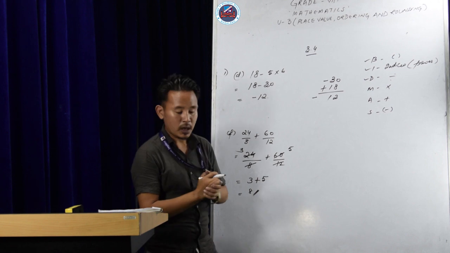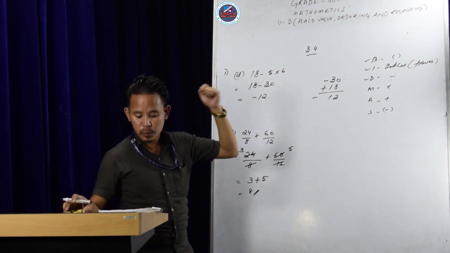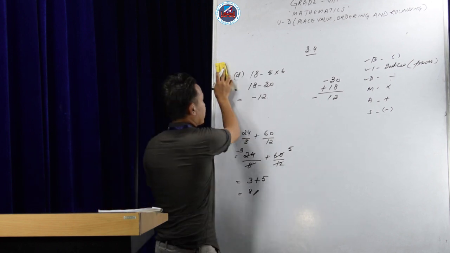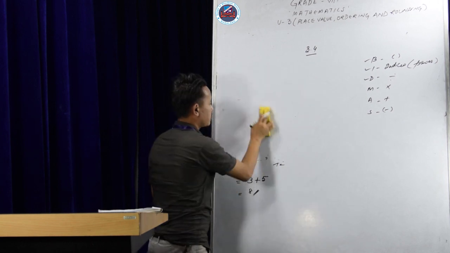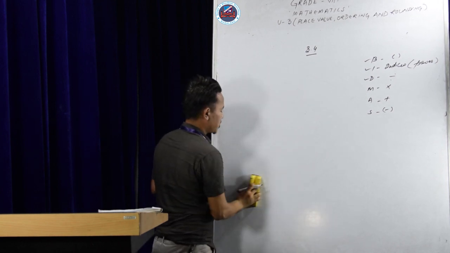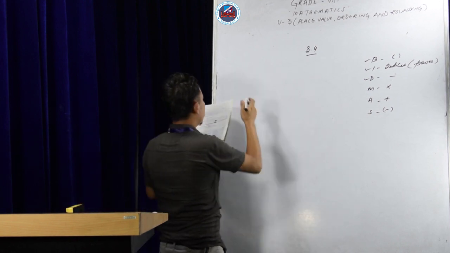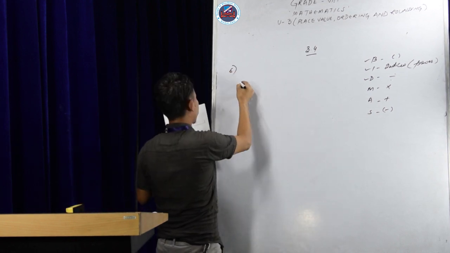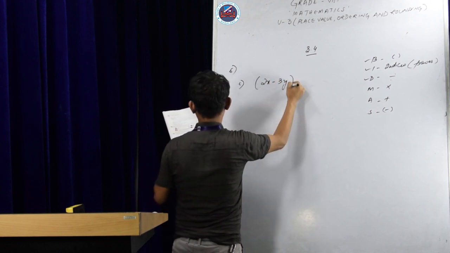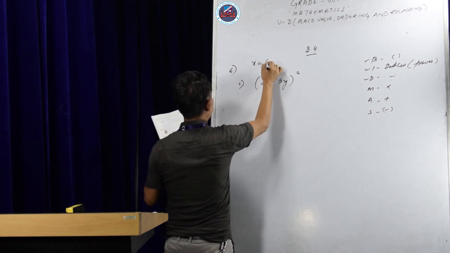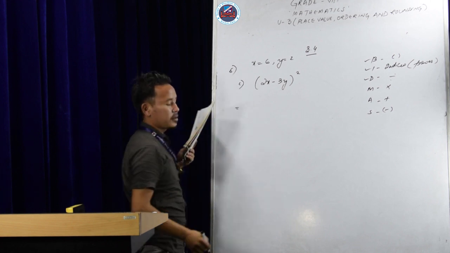Now the last question, question number 6. Maybe I'll do one sum from question number 6, and that should help you a lot. Let me do question C. Here we have 2x minus 3y, all squared. The value of x is given as 6, and the value of y is given as 2. Okay, let's rock.